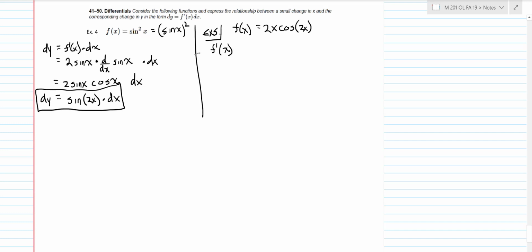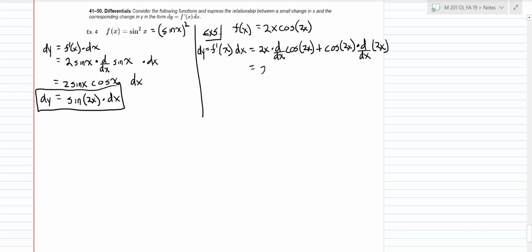All right, so we're going to do dy. We're going to do f prime of x dx. So we're going to do a product rule on this. We're going to do the first times the derivative of the second, and then do it backwards, plus the second times the derivative of the first. Okay, so it'll go like that.